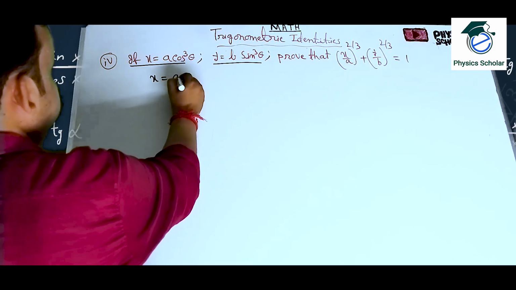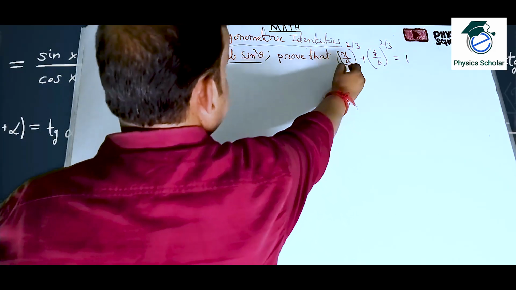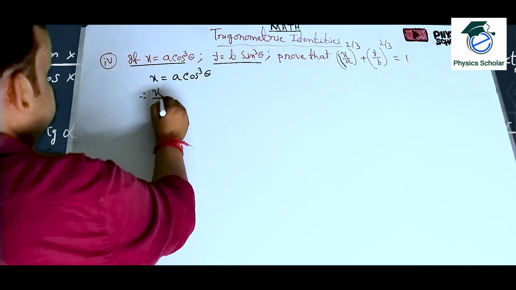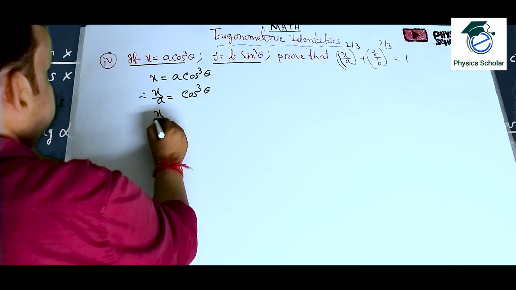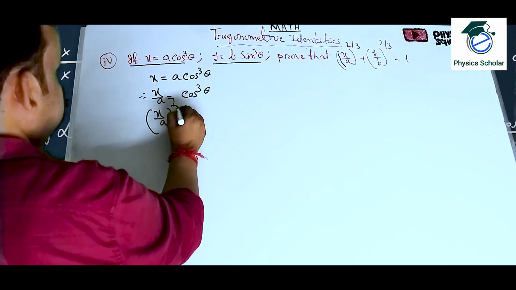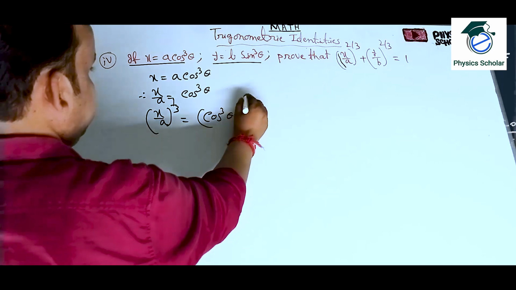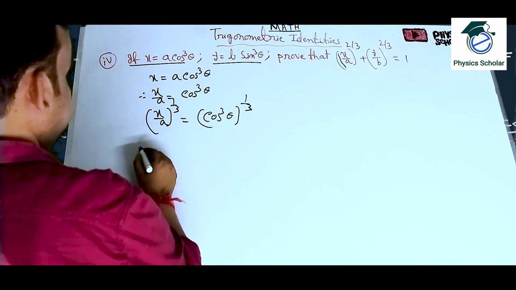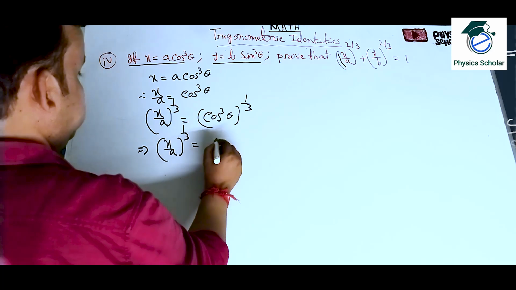X is equal to a cos cube theta. What we have to find out first? X by a. So we will write x by a is equal to what? Cos cube theta. So x by a whole to the power 1/3 is equal to what? Cos cube theta whole to the power 1/3. Clear? Therefore x by a whole to the power 1/3 is equal to what?